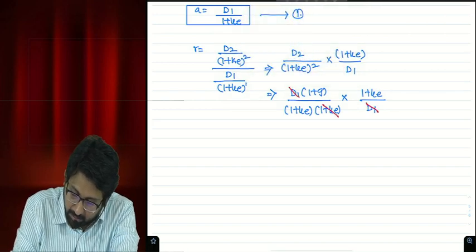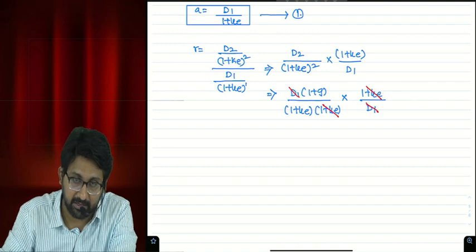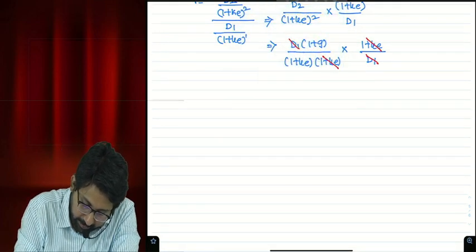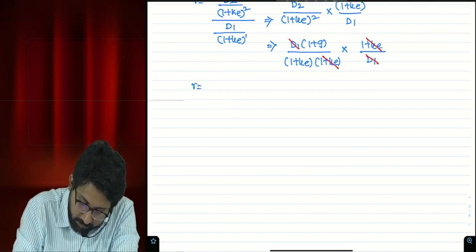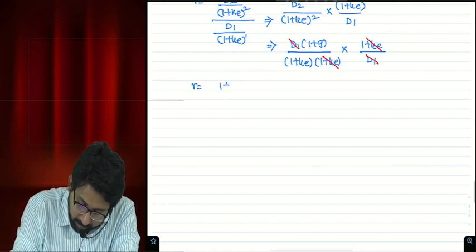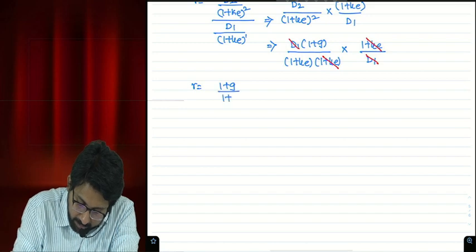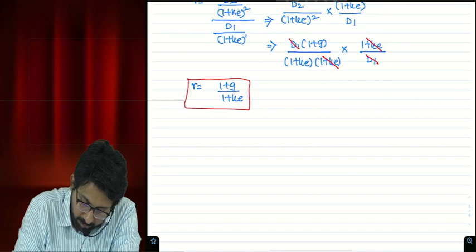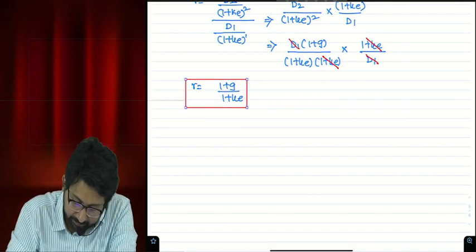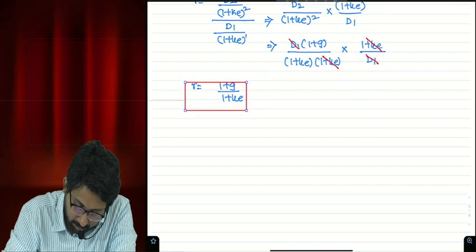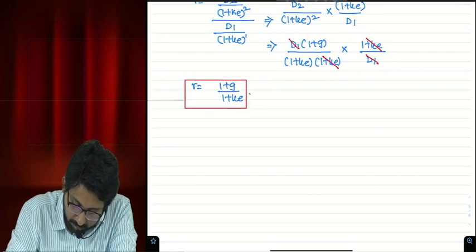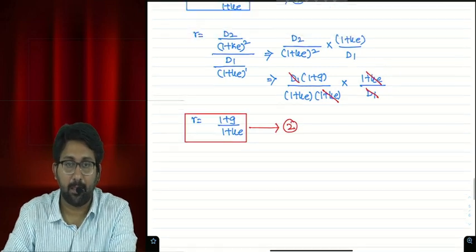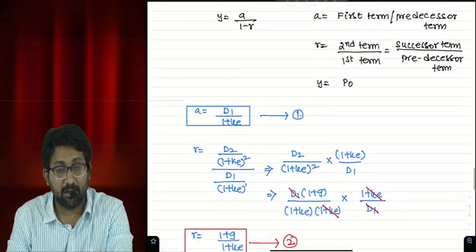d1 cancels, 1 plus ke cancels. So finally, R equal to 1 plus g by 1 plus k. This is the second thing. We now got A, and also we got R.